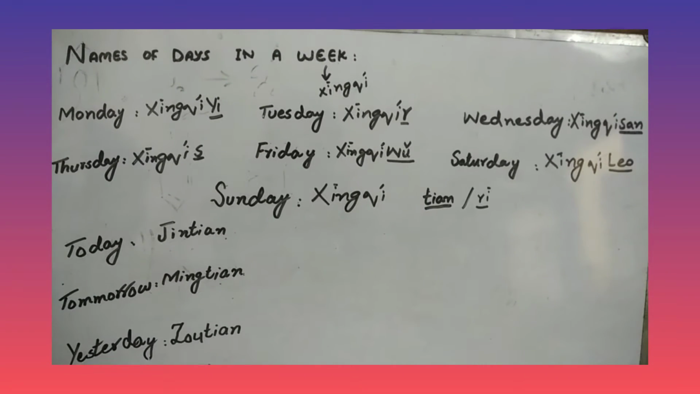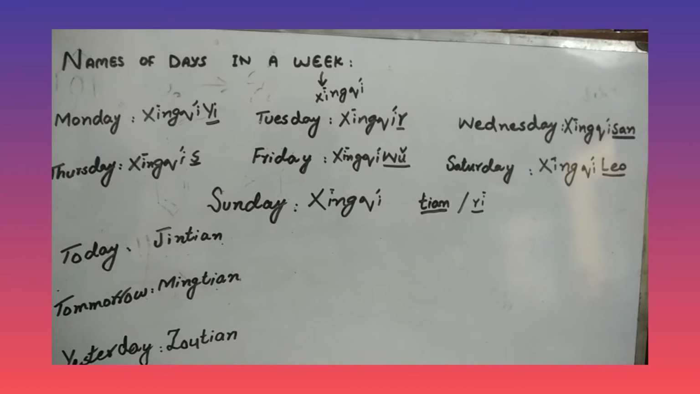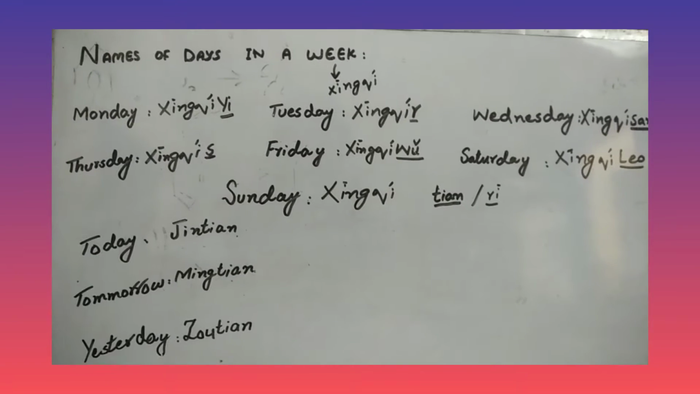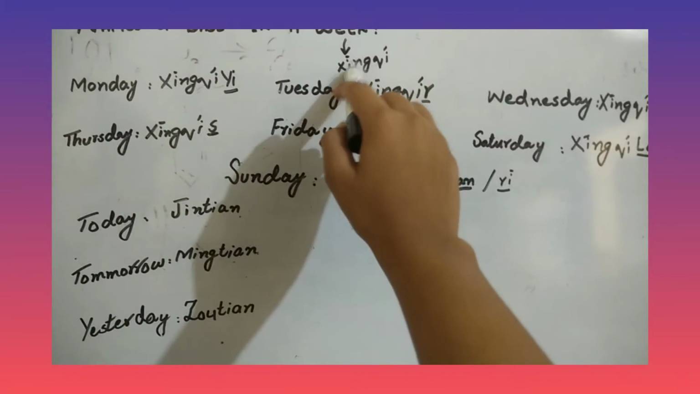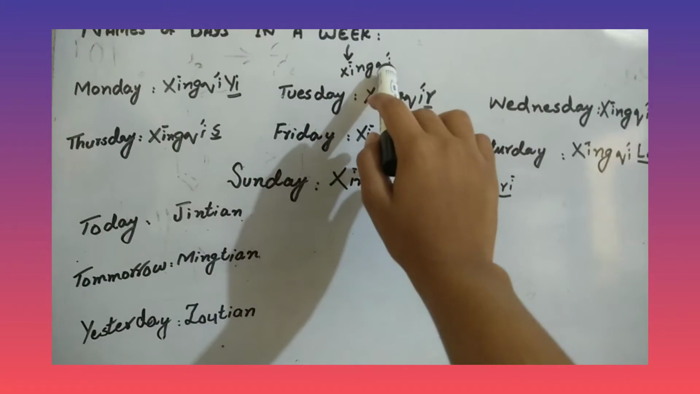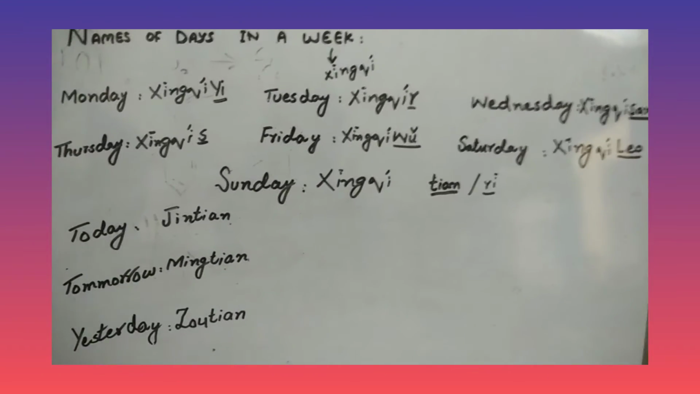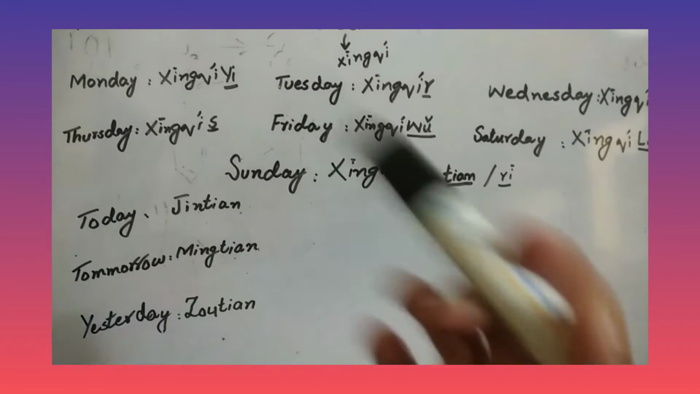In this video, I'll share the names of the days in a week in the Chinese language. So let's start our video. In Chinese, the word week will be xing shi. So each day will have the word xing shi with some alternating words.